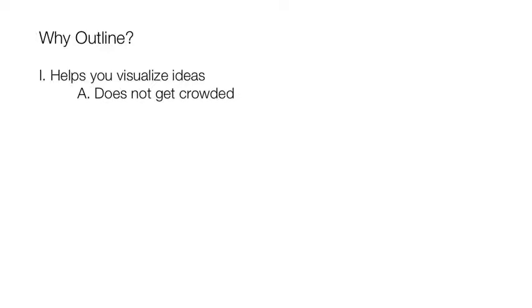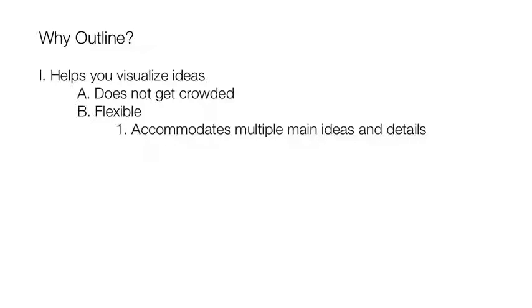An outline is a tool to organize your thoughts about a topic or question. Like a graphic organizer, it helps you to visualize your ideas. But unlike graphic organizers, which can quickly become crowded when details or longer thoughts are added, outlines provide a flexibility that easily accommodates multiple main ideas and details, including quotations and longer explanations.